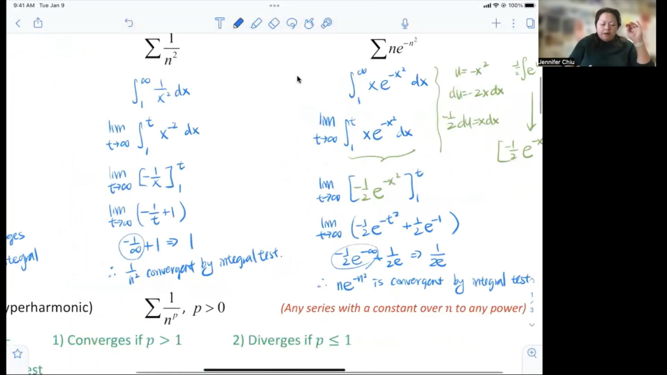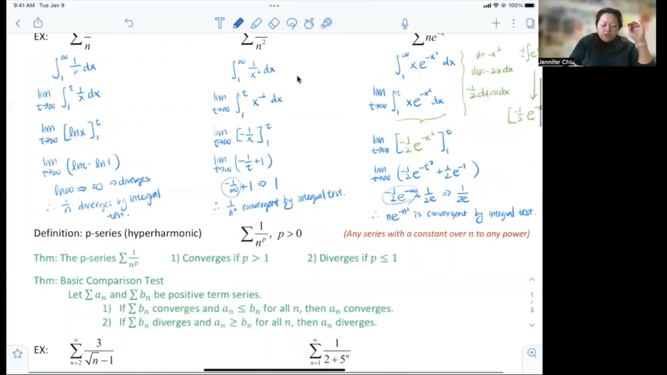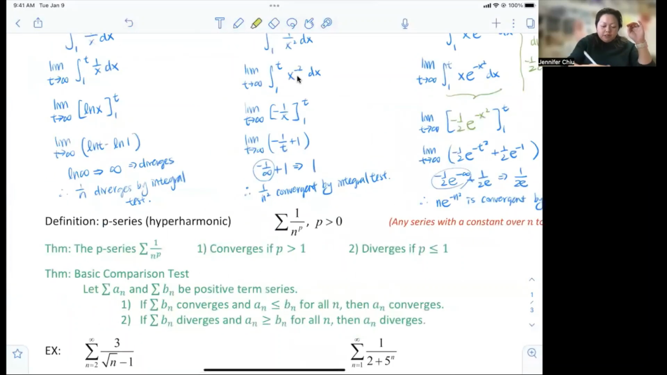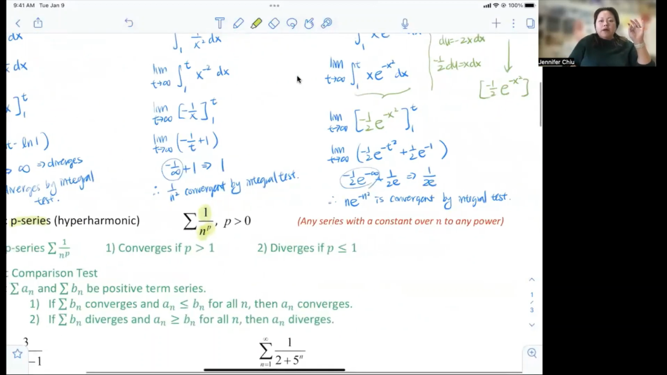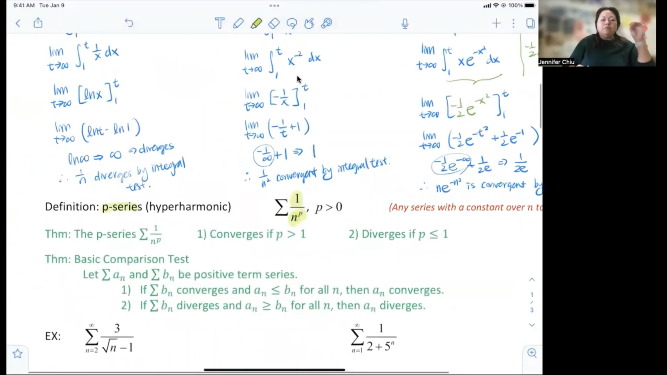Okay, all right. A quick definition here is the definition of a p-series. So what is a p-series? A p-series is a series where you have a constant over n to the p power, right? So any series with a constant over n to any power, right? And then what's more important is the theorem. So this p-series will converge if your power is greater than 1, and will diverge if your power is 1 or less. So if it's anything less than or equal to 1, it will be divergent, right?